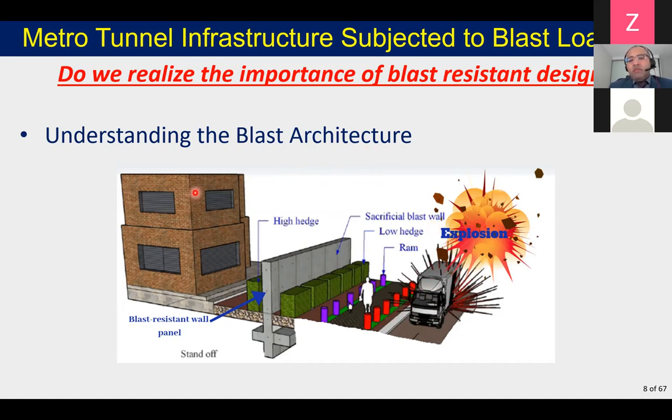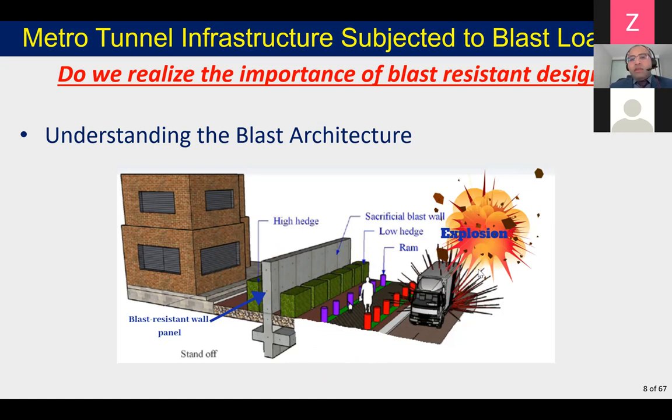Let's say you have a very important building here, and there's a truck full of explosives trying to come near the building. This barricade will not allow it to pass the gates, so it can never reach the building. You avoid the danger of the explosion in the first instance, and then you have a sacrificial wall in addition to that. No matter if it explodes here, it may completely destroy this area, but you may be able to save some lives because of this sacrificial wall. It will get damaged, but the structure here will get very little damage, and you may be able to save hundreds of lives.